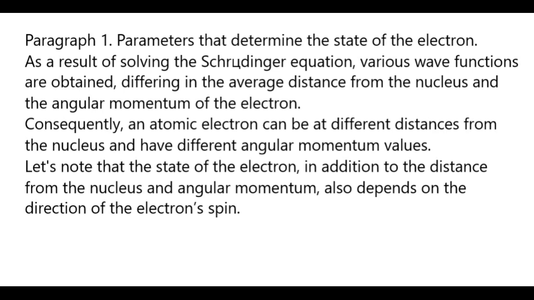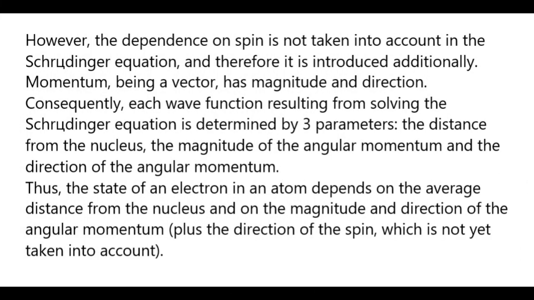Let's note that the state of the electron, in addition to the distance from the nucleus and angular momentum, also depends on the direction of the electron's spin. However, the dependence on spin is not taken into account in the Schrödinger equation, and therefore it is introduced additionally. Momentum, being a vector, has magnitude and direction.